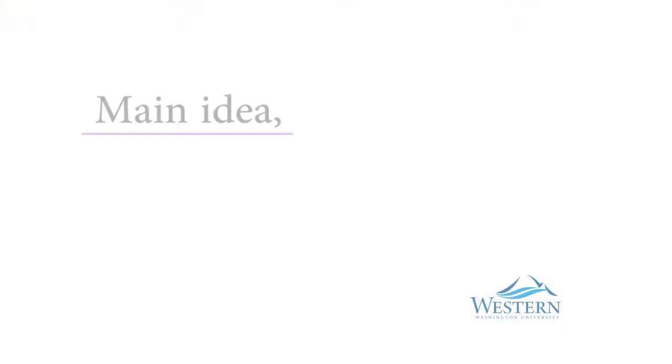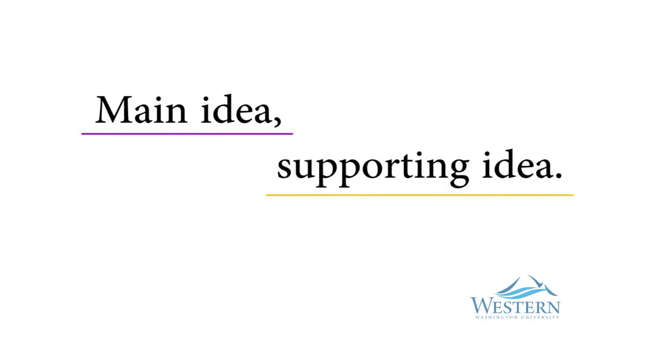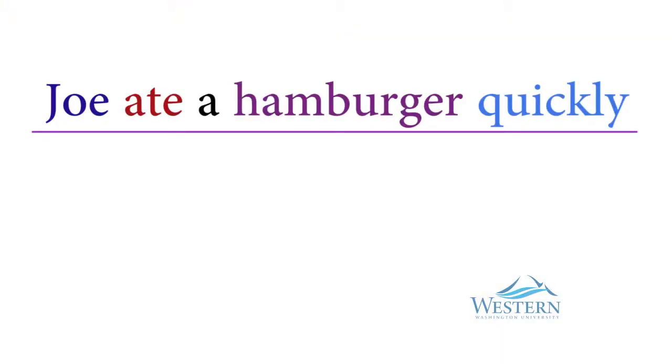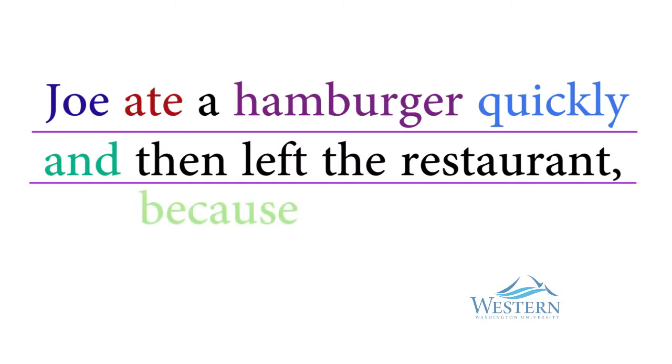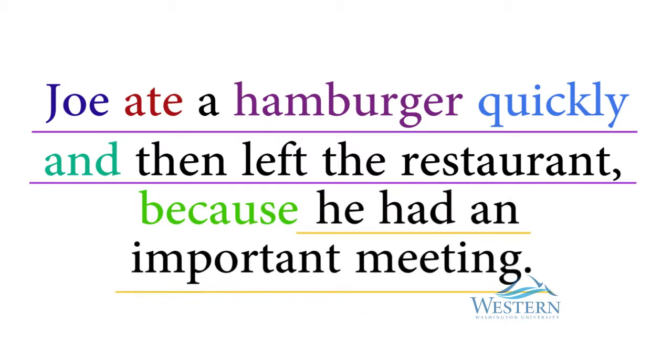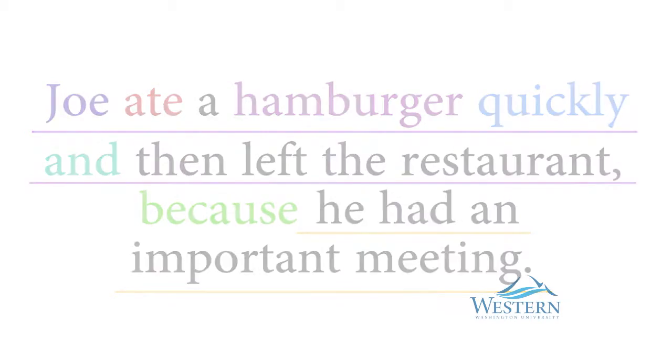After students kind of understand how to use coordination, we can move into subordination. Subordination is a sentence where you have 2 parts, a main idea and then some kind of supporting idea for that. So the simplest one is using because. So you could say, Joe ate a hamburger quickly and then left the restaurant because he had an important meeting. And that because part is supporting the main idea and it's telling why Joe did that.